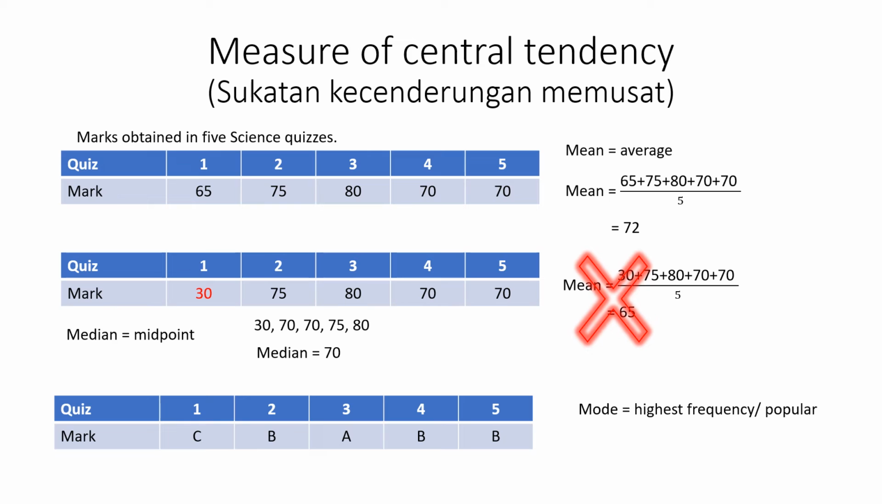Mode is the data with the highest frequency, or the most popular among all the data. The mode for this data is B because it appears 3 times out of the 5 quizzes.